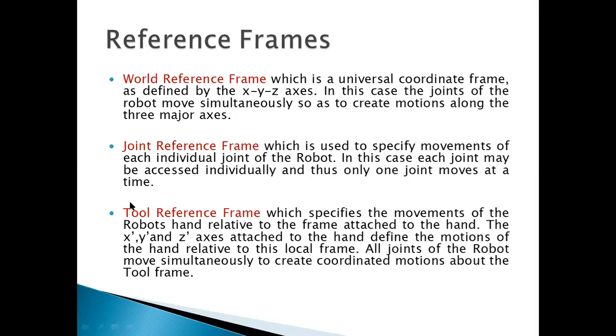It means sometimes we have to calculate the relative position of any particular joint with respect to its previous joint, right? So this can be easily analyzed.